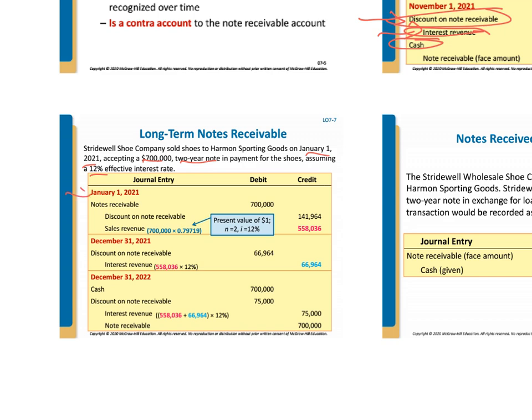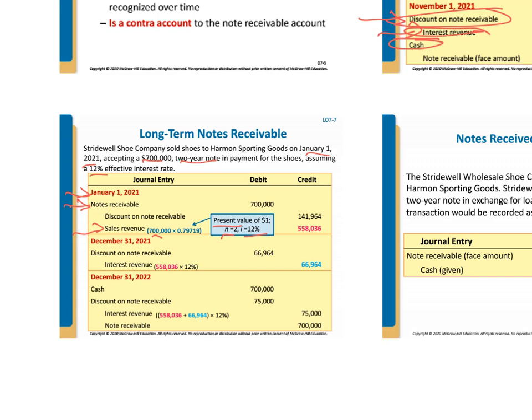On January 1st, at the establishment of the note, we debit notes receivable. We credit sales revenue. And again, this goes back to a prior chapter that we looked at for the time value of money calculation regarding the note. So we use a present value single sum calculation for the $700,000 principal using 2 as our period and 12% as our interest rate. They don't provide us information about how it compounds, so we assume that it compounds annually here. So we just have 2 in terms of our period.